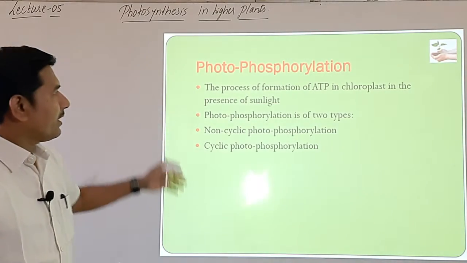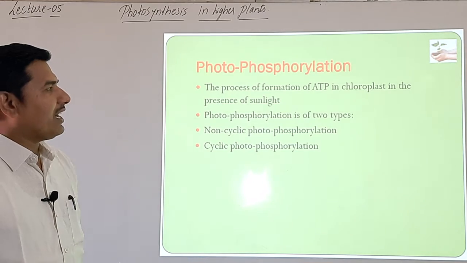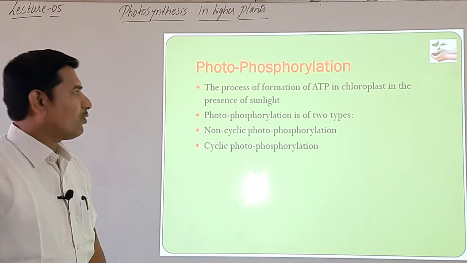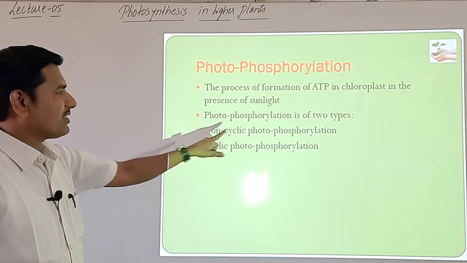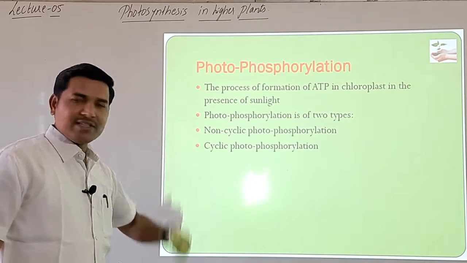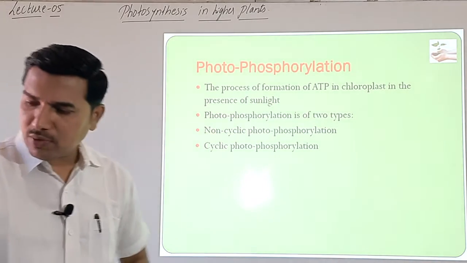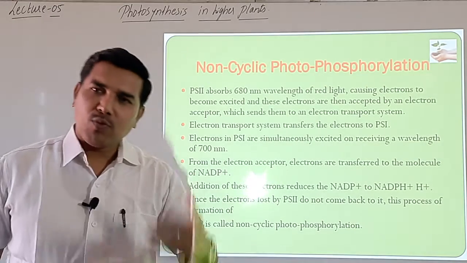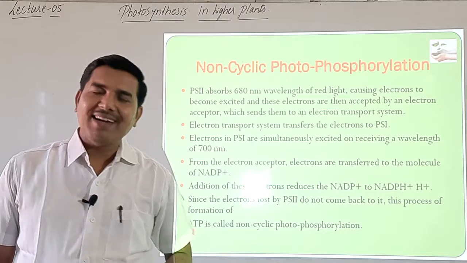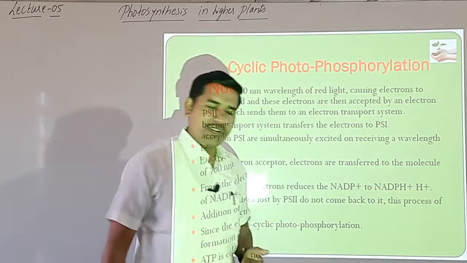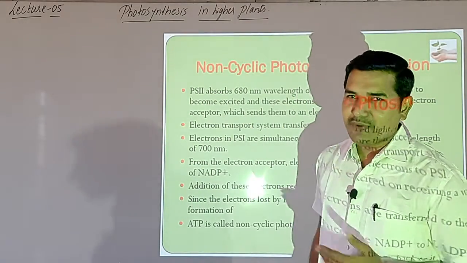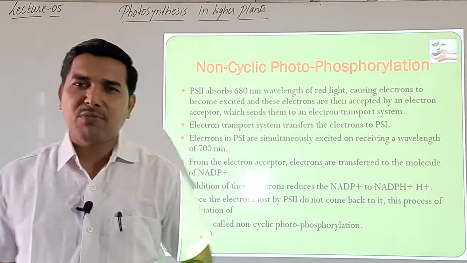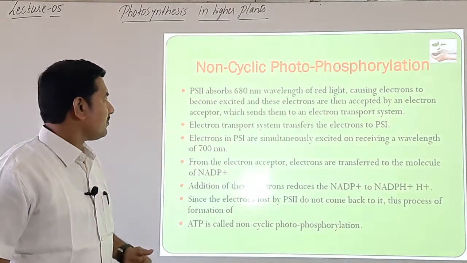Now, here the process of formation of ATP in chloroplast in presence of sunlight is said to be photophosphorylation. Photophosphorylation is of two types, non-cyclic as well as cyclic. Already we have discussed the non-cyclic photophosphorylation, and what are the ingredients needed for this recipe. We discussed all these things in the previous session also. The same thing has been represented here in the form of statements.